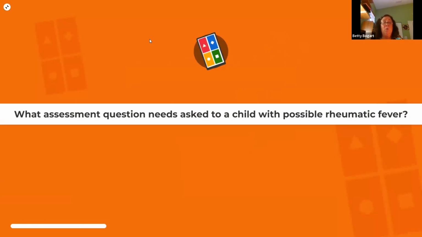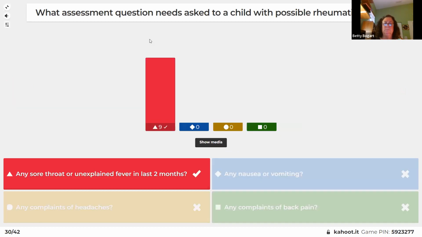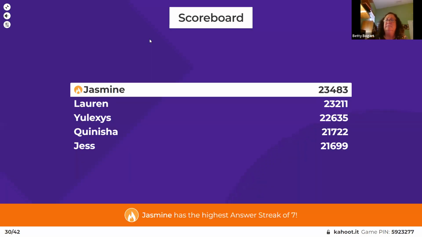What assessment question needs to be asked to a child with possible rheumatic fever? What causes rheumatic fever? This is from last week. Any sore throat, because it is an under or not treated strep infection. Good.